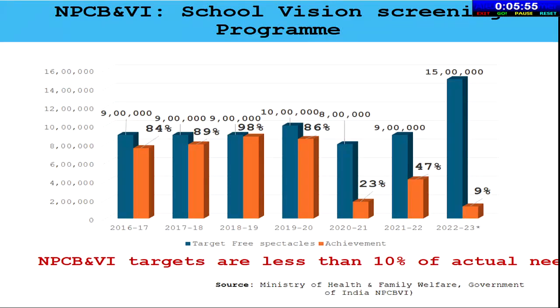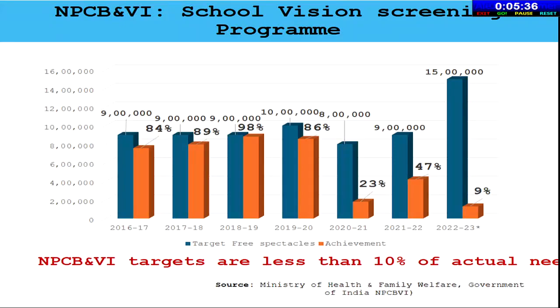We don't have manpower, we don't have infrastructure to achieve these targets. If you see the current achievement in the National Program for Control of Blindness, the program has just revised their target from 9 lakh to 15 lakh. That means from 5% of the need to 7.5% of the need is the target which has been taken by the National Program for Control of Blindness.